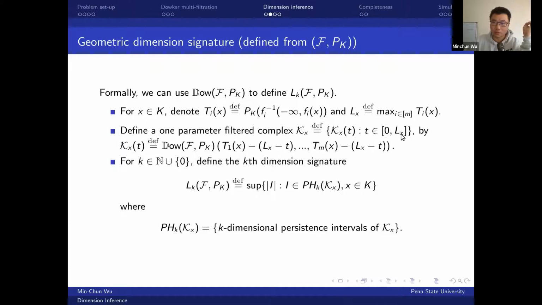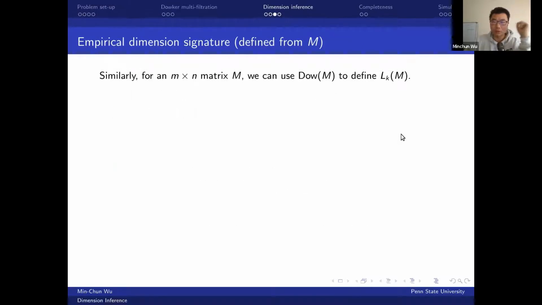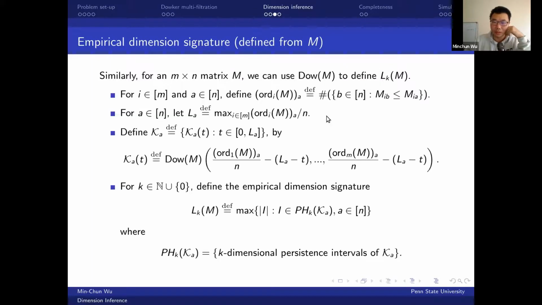And not surprisingly, because there is also the empirical Dowker complex, starting from the matrix M, we can use the empirical Dowker complex to define a similar value, L_k(M). And here are the details. You just need to know that this value can be computed from the matrix. Starting from the matrix, we can go through the following computations and eventually get this value. And the definition is similar to the one used for the geometric Dowker complex.